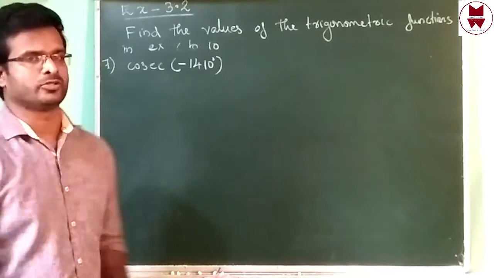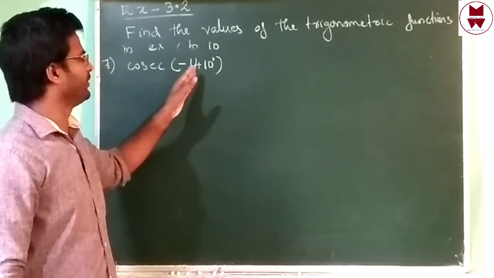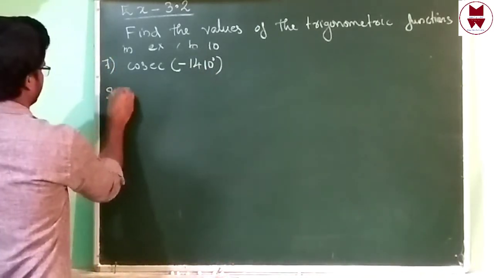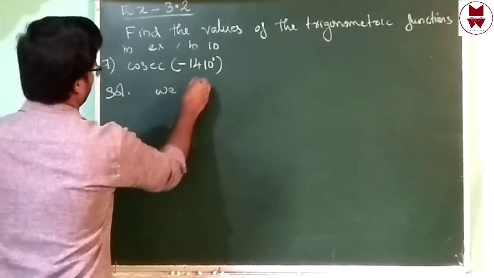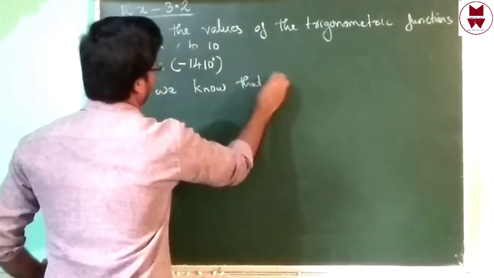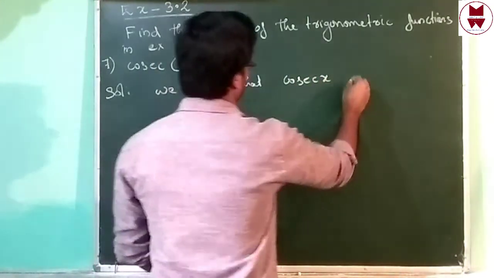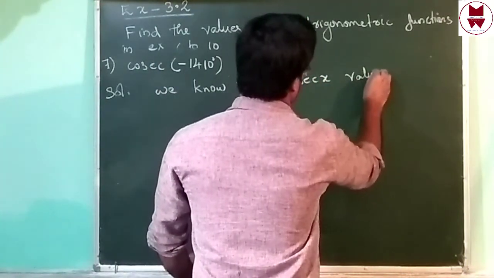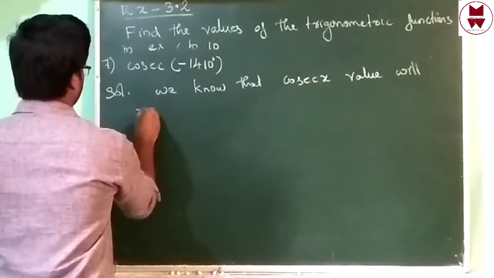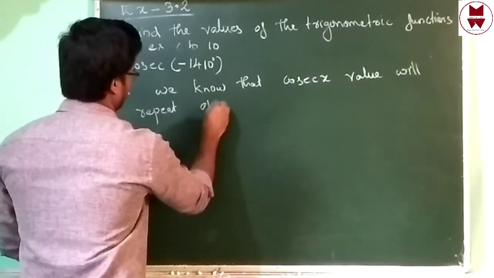This is our question number 6. And then question number 7, cosec minus 1410. Then we know that the cosec x value will repeat after an interval.